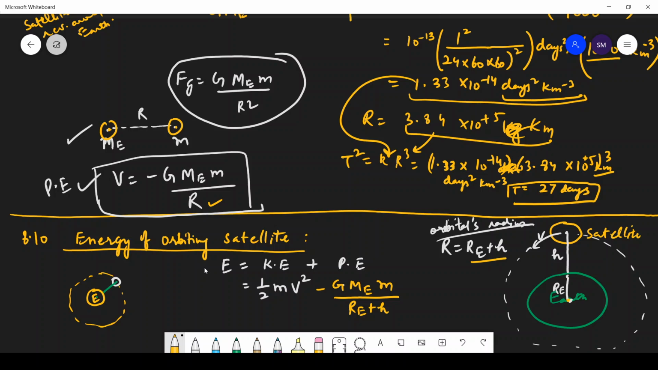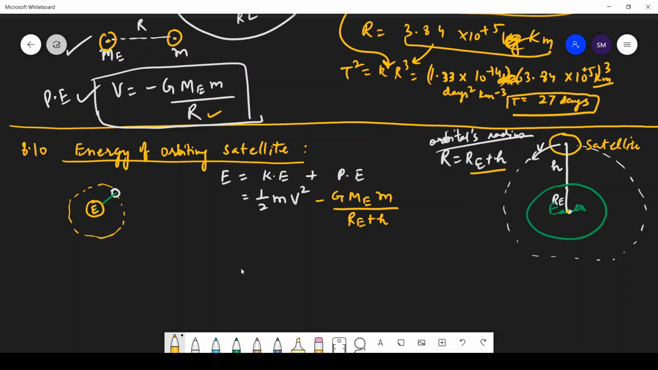Is it okay, students? Now, what is the value of v squared? We know the value of v squared by equation 8.35. So v squared is equal to G ME upon RE plus h. That is equation 8.35, we just derived it, by equating centripetal force to gravitational force, and the mass cancels out. So put this value over here.